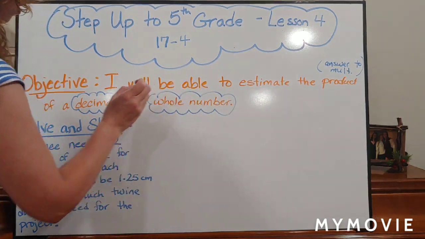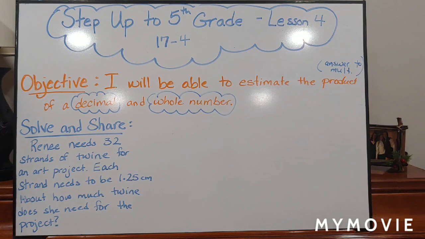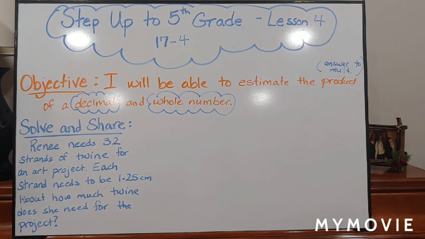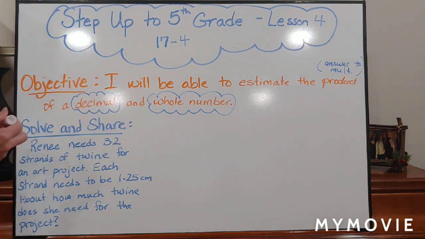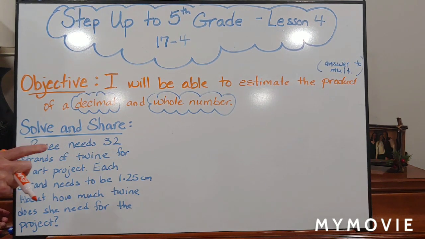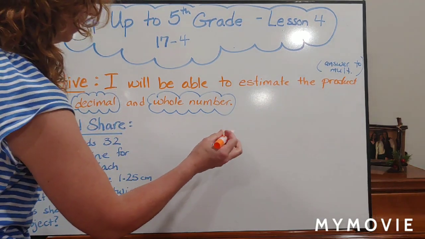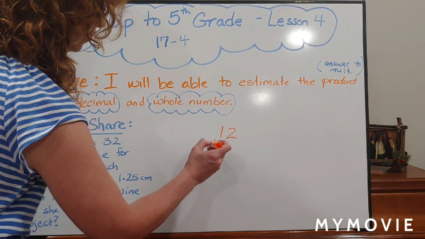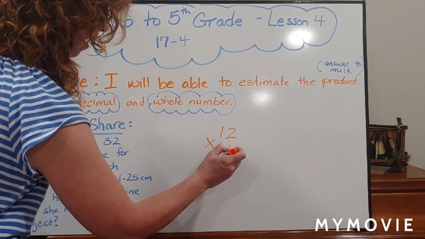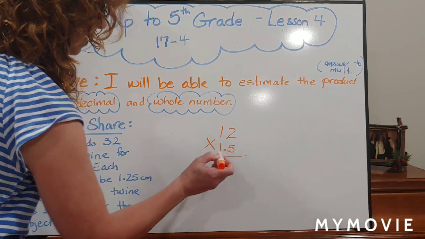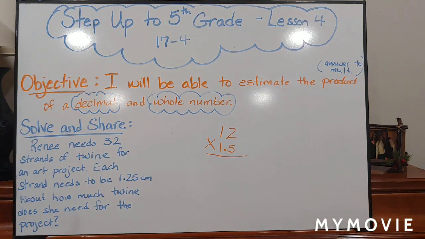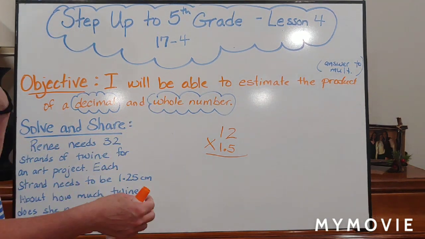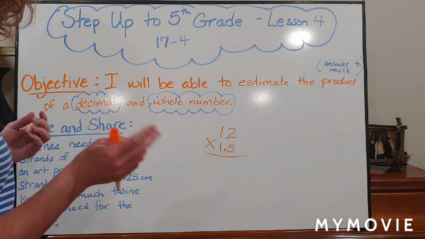So before we even look at our solve and share, I just want to do a basic multiplication question using a decimal and a whole number. It's really just like regular multiplication except one difference. I'm going to start with some really easy numbers. So let's do 12 times 1.5. Now, in multiplication, when it comes to the decimals, we don't need to line up our columns. We just need to line up the numbers. So we're going to multiply the regular way.